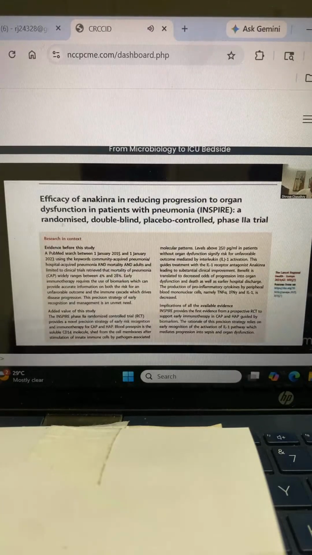Another thing happening now in community acquired pneumonia is to act on the host response. In a recently published paper, they are trying to use interleukin-1 as a pre-sepsis biomarker. I will not go beyond this. Then therapy and de-escalation is important.